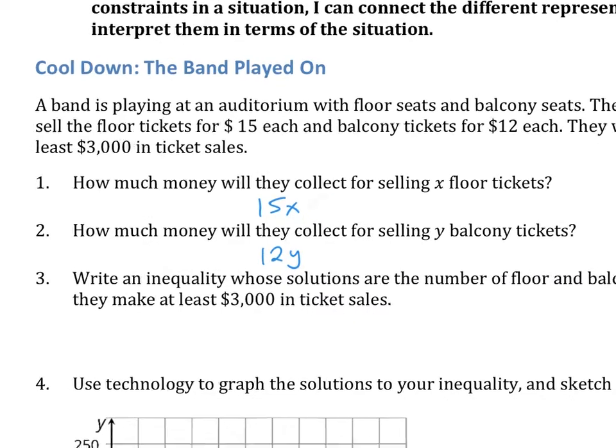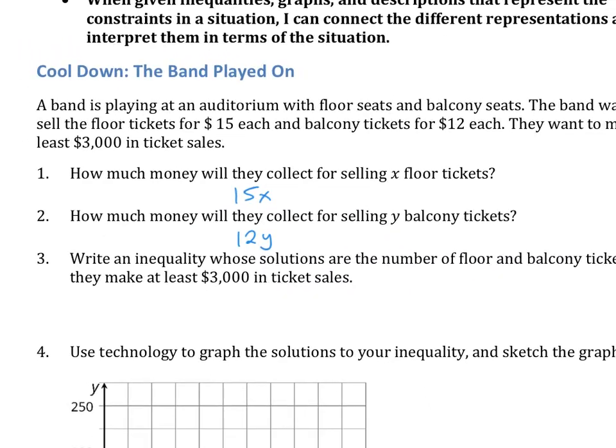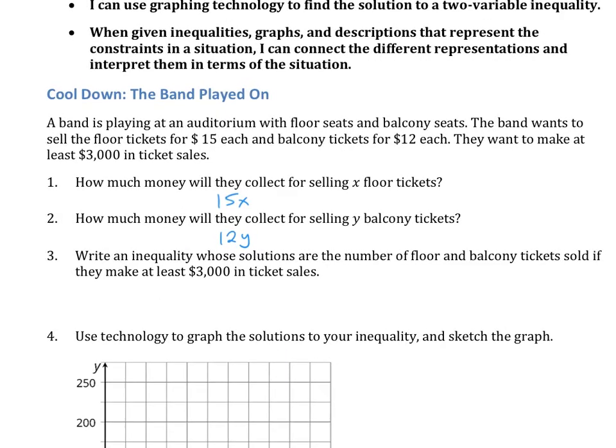The next question says, write an inequality whose solutions are the number of floor and balcony tickets sold if they make at least $3,000 in tickets. The phrase "at least" is an inequality phrase. That means in this case they can make $3,000 in ticket sales, or they can make more than $3,000. So my inequality is going to be 15x + 12y ≥ 3,000. You could have turned that into slope intercept form if you really wanted to, but this form is also fine.